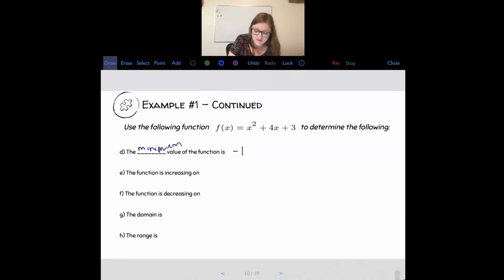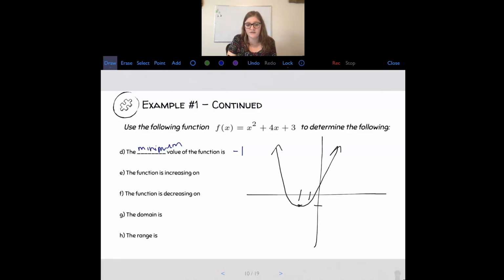Now increasing, decreasing, domain and range. Something that's helpful is you might be able to see it just from putting together the vertex and how this parabola is opening, but I like to visualize. So here's my vertex, negative 2, negative 1. It opens upward. The exact image of it doesn't matter for finding increasing, decreasing, domain and range. So my function is increasing from negative 2 to infinity.